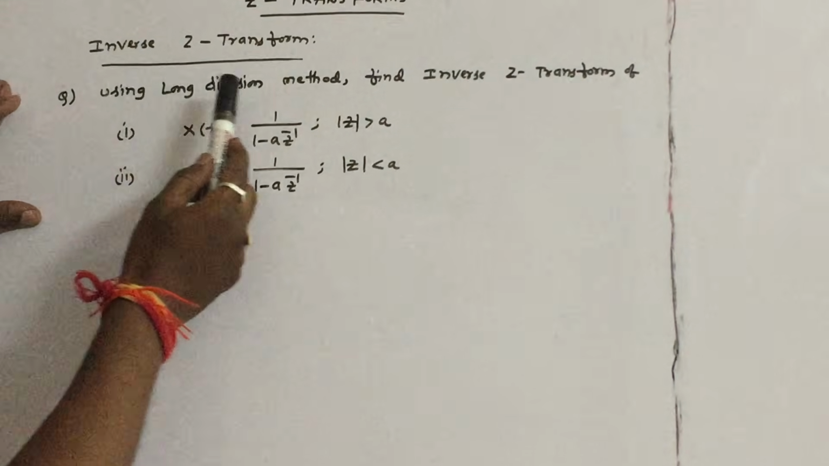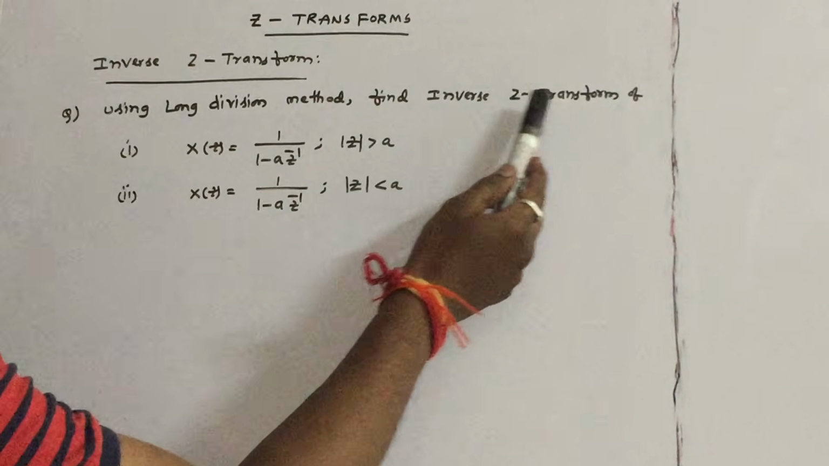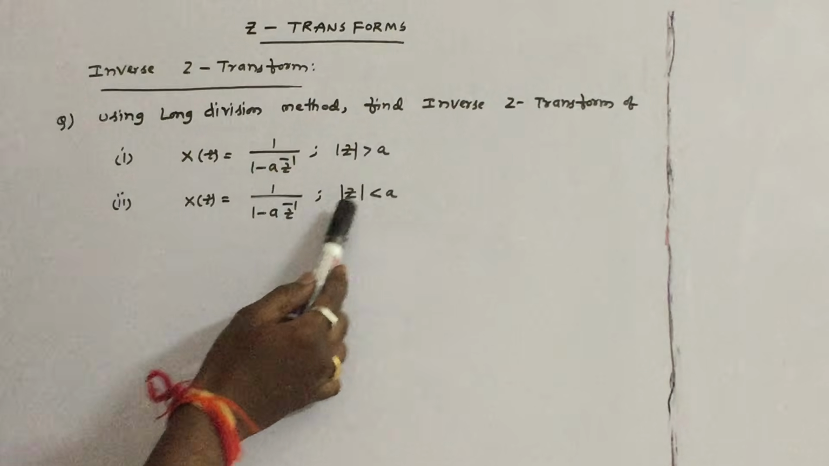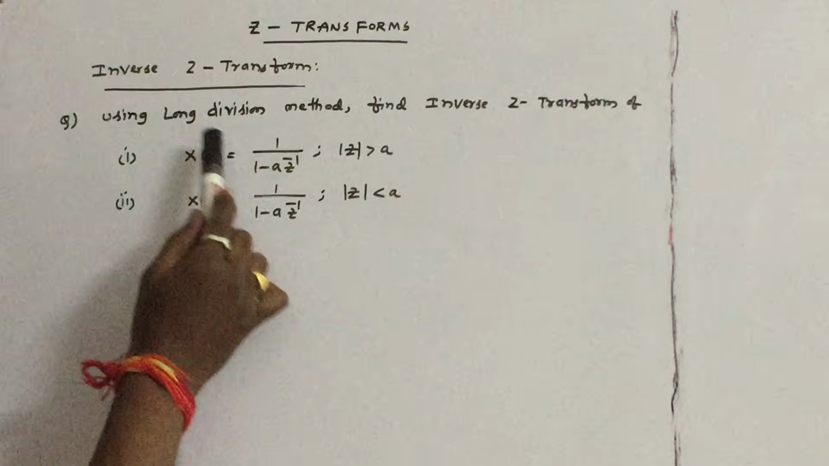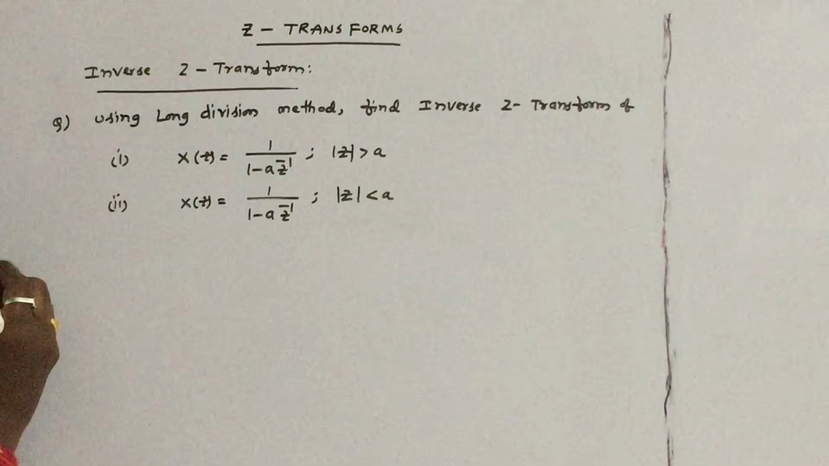Find the inverse Z transform of the following using the long division method or power series method. Here two questions are given. We have to find the inverse Z transform of these two using the long division method, which is also called the power series method.